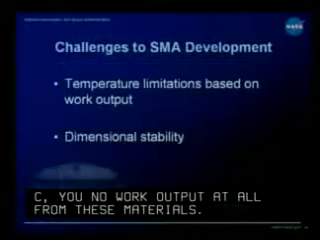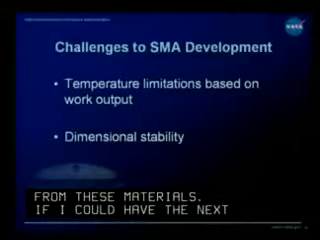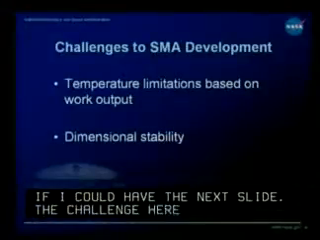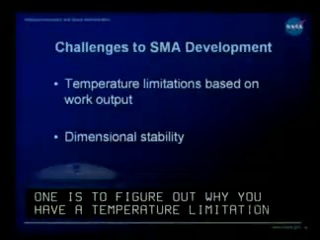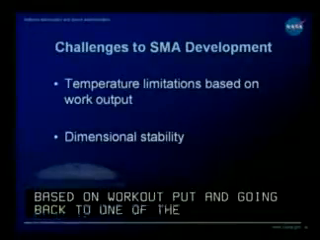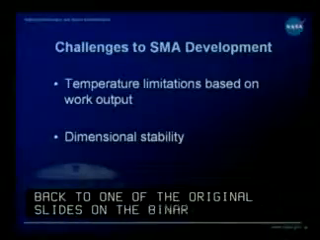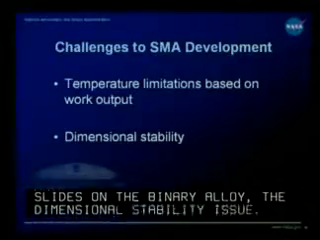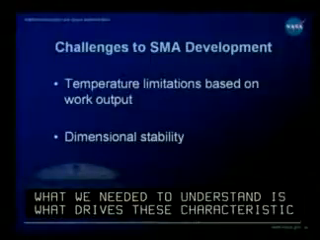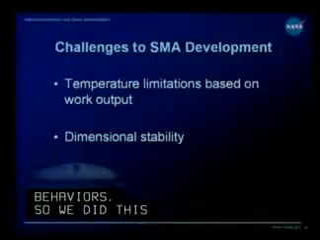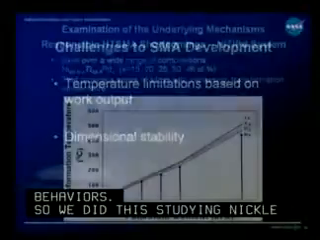The challenge here is twofold. One is to figure out and understand why you have a temperature limitation based on work output, and then going back to one of the original slides on the binary alloy, the dimensional stability issue. And what we needed to understand was what drives these characteristic behaviors. So we did this studying a nickel titanium palladium ternary system. If I could have the next slide.